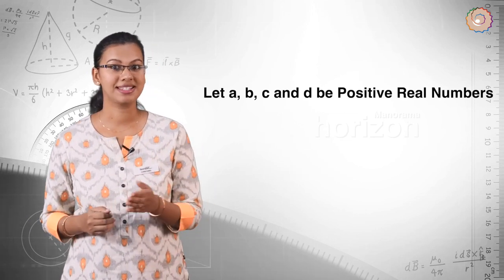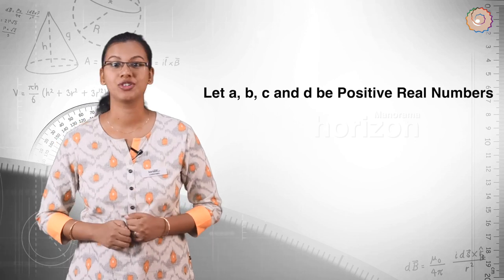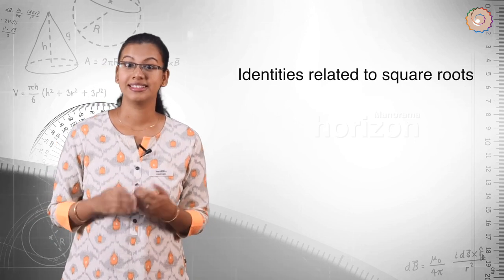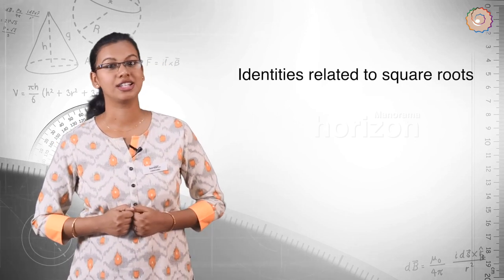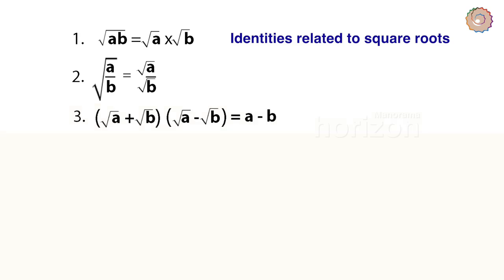Let A, B, C and D be positive real numbers. Then these are the identities related to square root. Root of AB equals root A into root B. Root of A by B equals root A by root B. Root A plus root B into root A minus root B equals A minus B. A plus root B into A minus root B equals A square minus B.